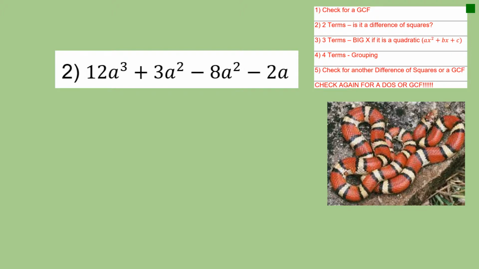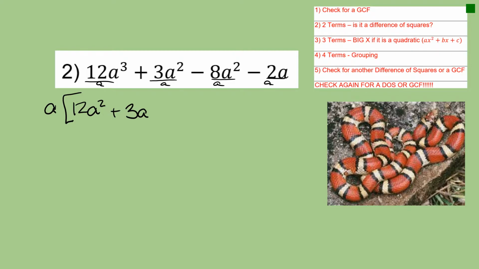Ooh, he's just scary looking, even in a picture. One, two, three, four terms. The first thing we should do is check for a GCF, and there is one. Everybody has an A. So remember, we're going to take that A out. Then we're going to divide all these little guys by A. So I have 12A squared plus 3A.